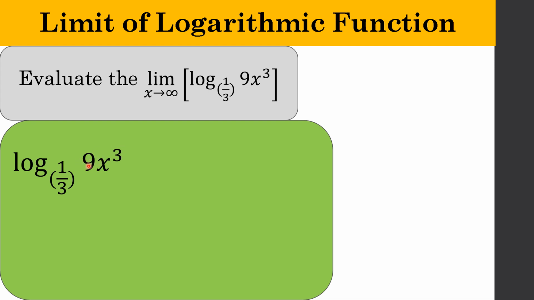Hihiwalayin natin yung 9 at saka yung x cubed. And that becomes log of 9 to the base 1/3 plus log of x cubed to the base 1/3. This is product property. Okay, kung hihiwalayin natin to, since this is product, magiging sum na po tayo ng dalawang log natin. That is, again, log of 9x cubed to the base 1/3 is also the same as the log of 9 to the base of 1/3 plus the log of x cubed to the base of 1/3.